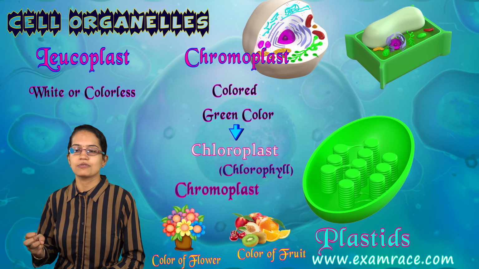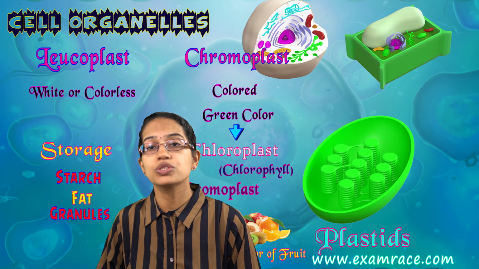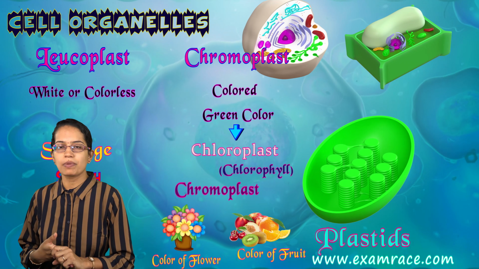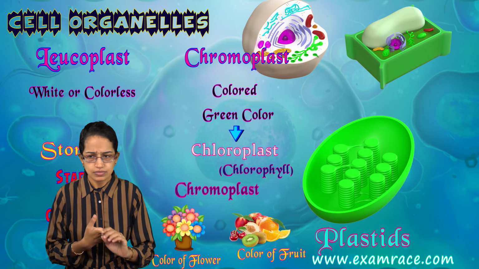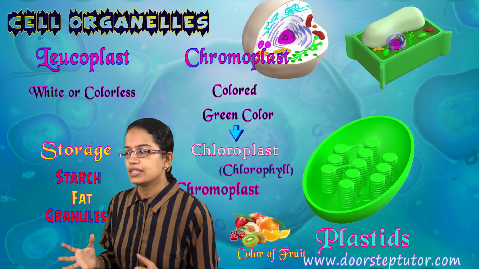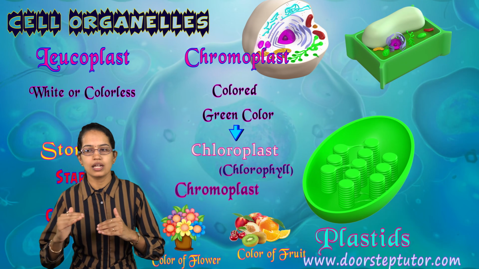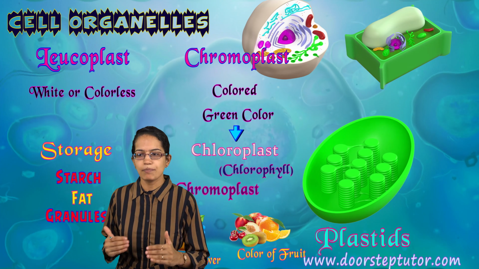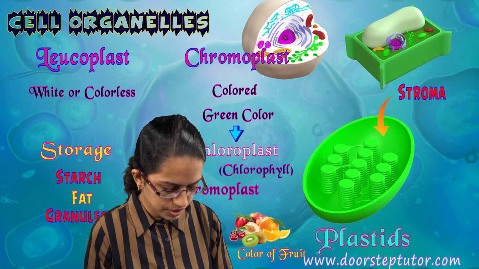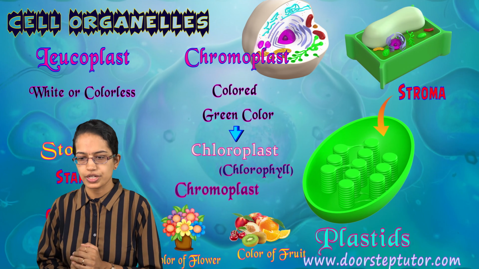However, leucoplast is responsible for storage of starch, fat, and granules, and a good example of leucoplast is seen in the roots of the plant. Roots of the plant have the purpose of storage, and you have leucoplasts seen there. Now chloroplasts, as I said, are responsible for chlorophyll. These are the membrane layers which are embedded in the stroma, and they have their own DNA and ribosomes, similar to a mitochondria and a nucleus, as we have already talked about.